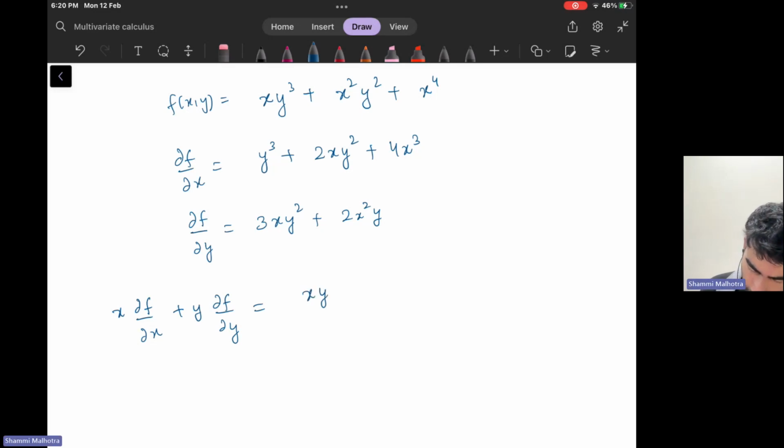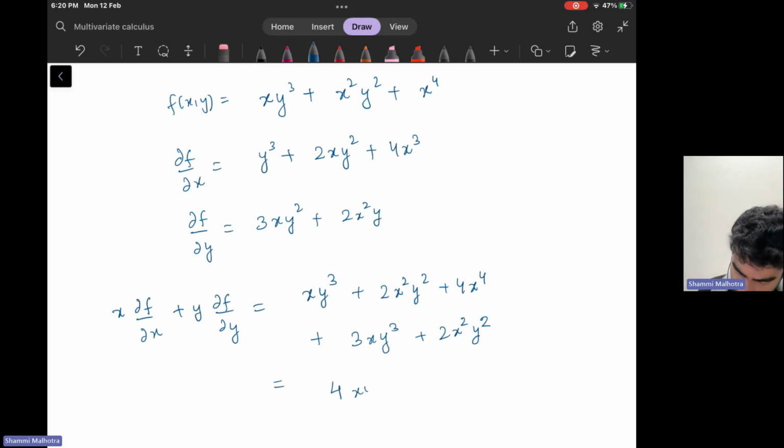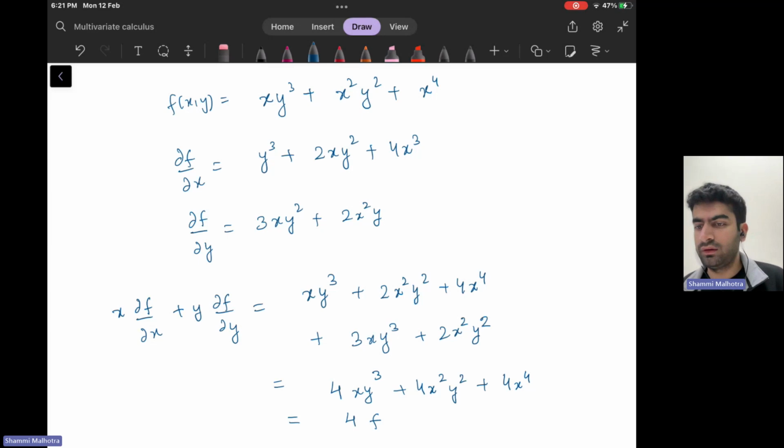So this would be x y cube plus twice of x square y square plus 4 times x to the power of 4, and likewise here this would be 3x y cube plus 2x square y square. If I add these things, I will get 4 times x y cube plus 4 times x square y square plus 4 times x to the power of 4, and this is nothing but 4 times our function only, which we have shown directly with the help of Euler's theorem.